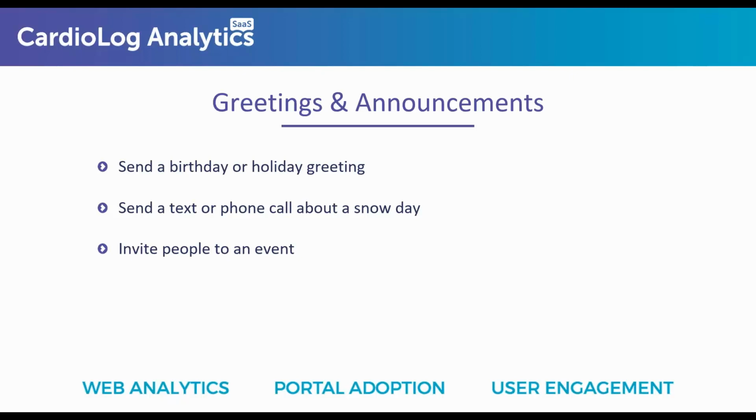But then once you have a tool like Cardiolog Engage, you can decide with urgent messages like a snow day or any other natural disaster, we can text everyone in the company right now telling them what's going on. Whereas with a birthday or a greeting, we might use a pop-up on the portal. But the idea is that this also scales very easily.